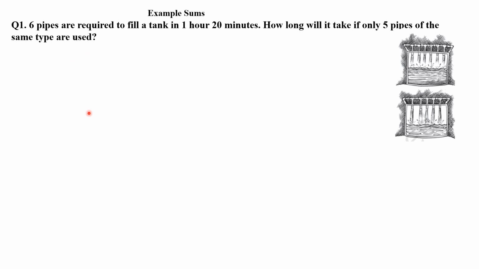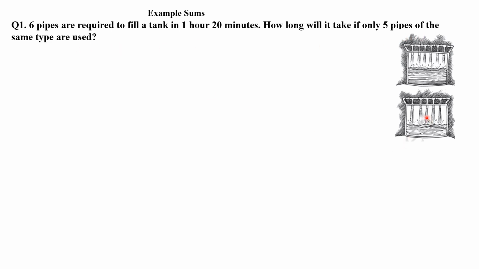So let's move to question number 1. Question number 1 says that 6 pipes are required to fill a tank in 1 hour 20 minutes. So you can see here in the picture there are 6 pipes and they are filling the tank, and it is given they take 1 hour 20 minutes. How long will it take if only 5 pipes of the same type are used?